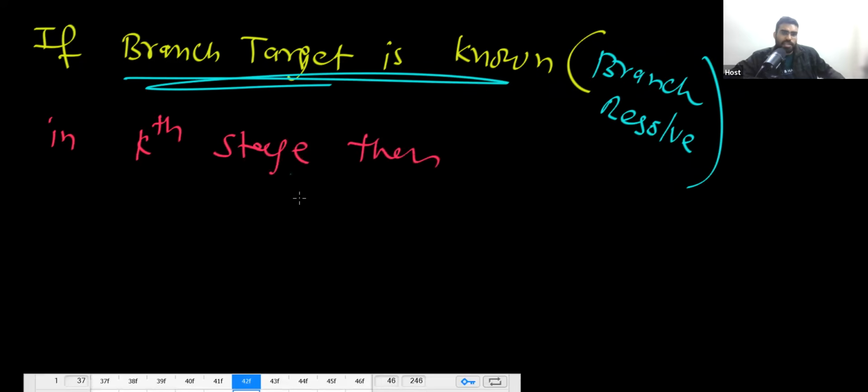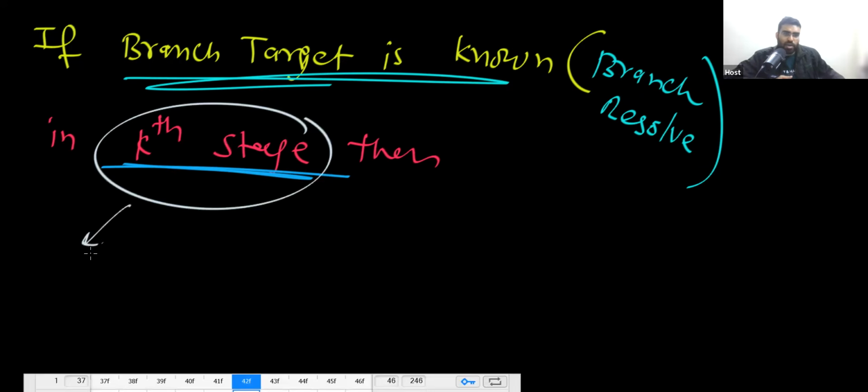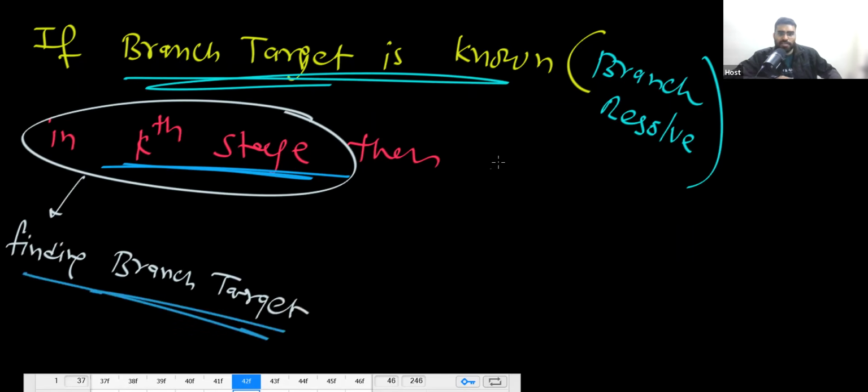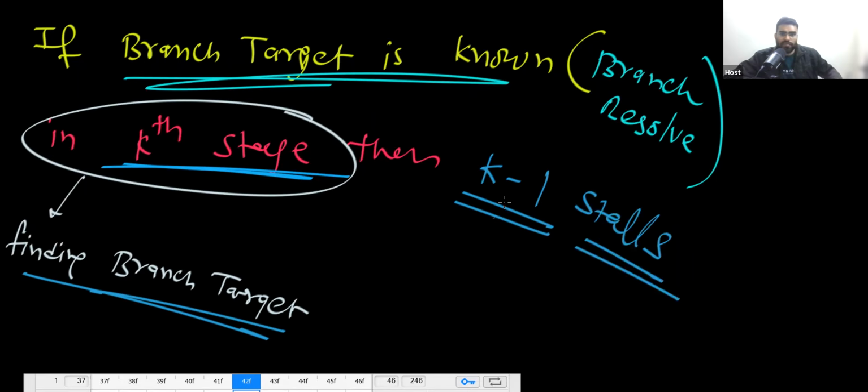then how many unwanted guests will come in your party? In the kth stage, you are finding out the branch target. Then how many unwanted guests have come in your party? Then k-1 stalls. K-1 unwanted guests in your party.